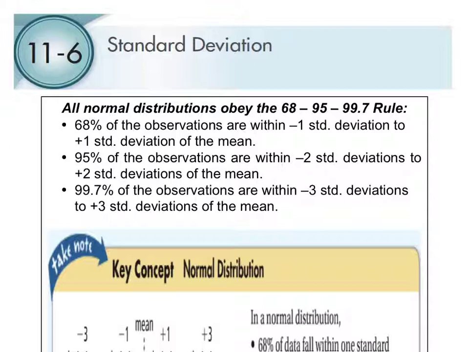Okay, so there's some more characteristics of a normal distribution. All normal distributions obey what we call the 68, 95, and 99.7 rule. 68% of the observations are within one standard deviation of the mean. 95% of the observations are within 2 standard deviations of the mean. And 99.7, which means pretty much almost everything except for 0.3%, are within 3 standard deviations of the mean.